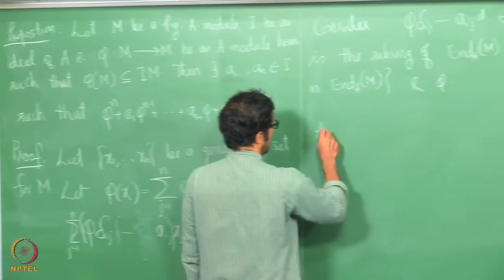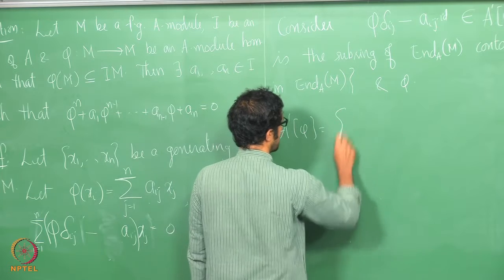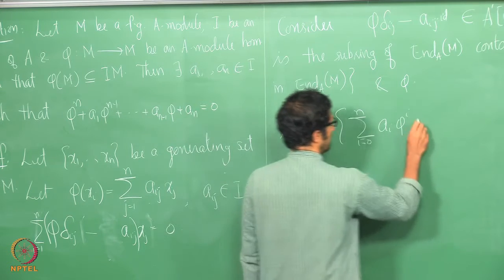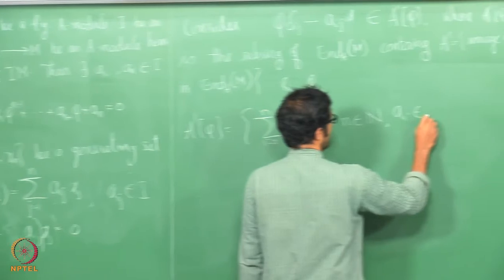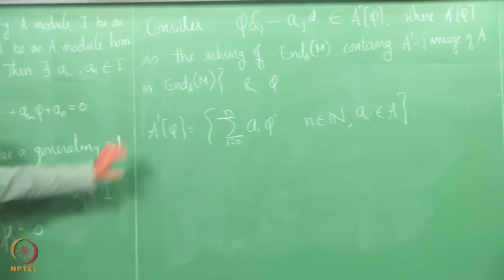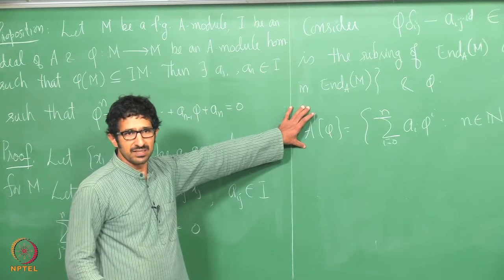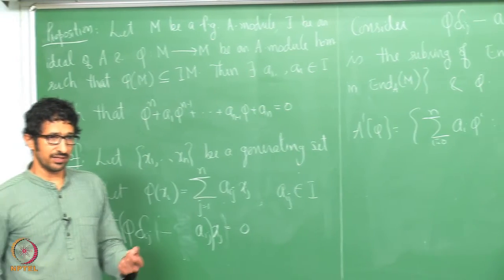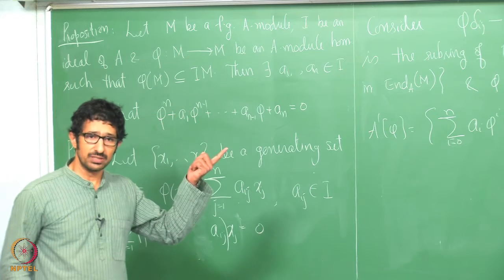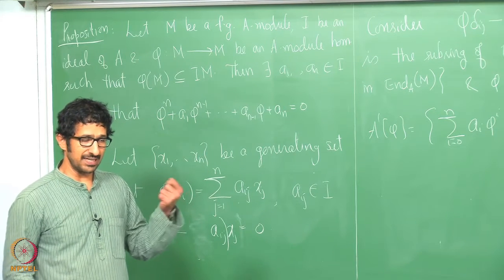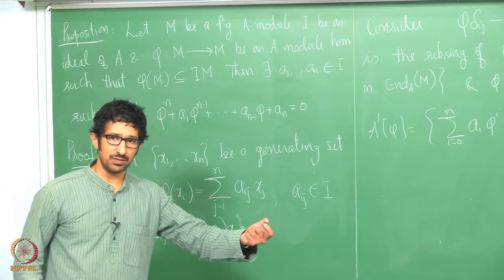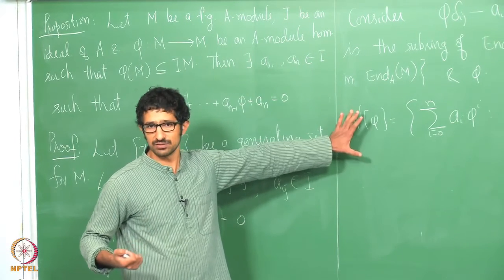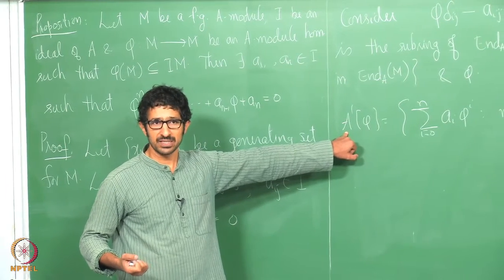So every element in A prime phi looks like the summation of ai phi to the power i, i from 0 to n, n in N, ai in A. I am denoting it A prime because it is not really A. It need not necessarily be even isomorphic to A, because the multiplication map can be 0. If your module M has an annihilator, and you take an element from the annihilator, multiplication by that would be 0. So in this ring, everything in the annihilator is the same as 0.